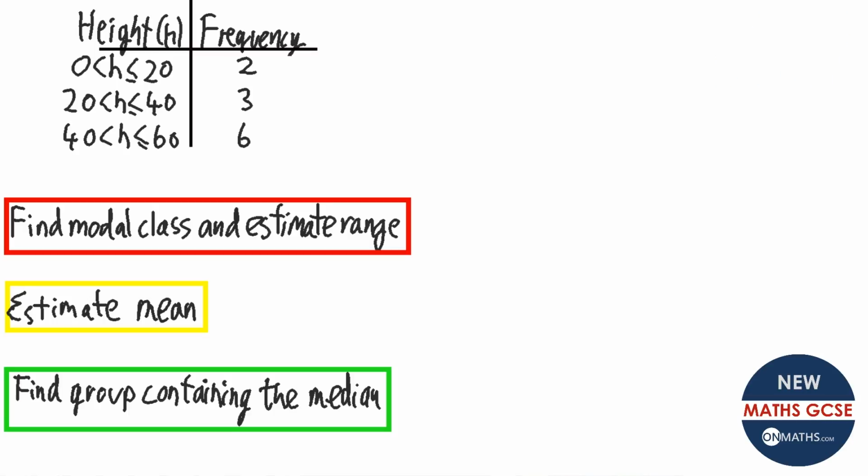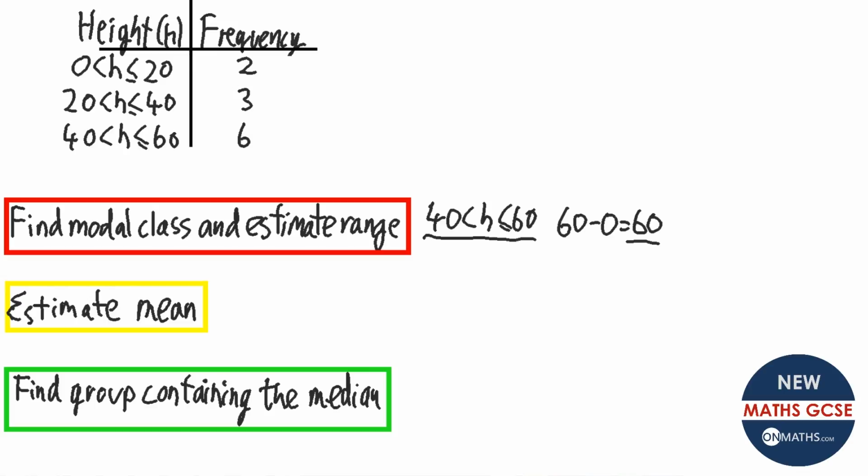Okay, so modal class first. So the frequency 2, 3 and 6, well 6 is the highest frequency, so it's that 40, 60 group. Make sure I copy it down exactly as it is. And the highest possible range is 60, highest possible value is 60, smallest is 0, so the range is going to be taking those away from each other, so 60.